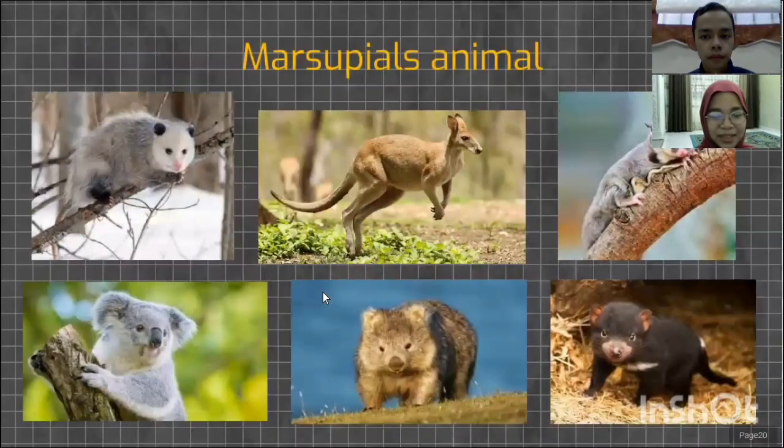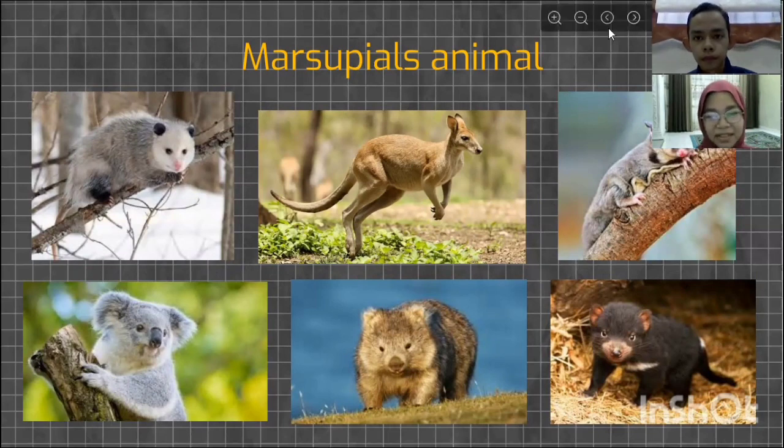So I'll show you examples of marsupial animals. Now, at the top left side is the opossum, and next to it is the kangaroo, and also the gliders. Okay, and at the bottom right are Tasmanian devils, wombats, and also the koala.